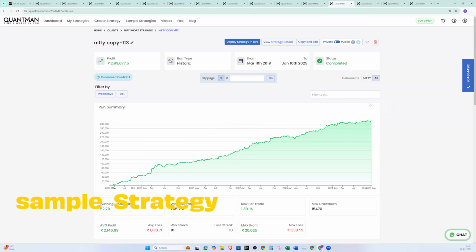Likewise, you need to backtest. This is a sample strategy. This is not a good strategy, or whether the strategy will work in live trade, I don't know. I'm just backtesting on the required indicators. From that indicator, it gives the performance. Quantman backtest data gives the performance.